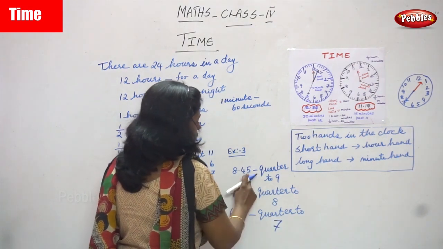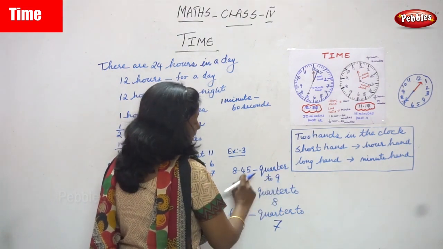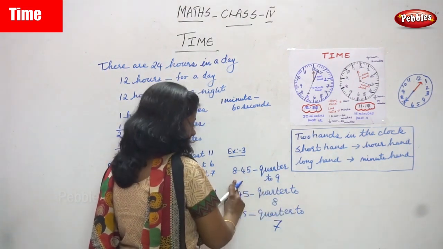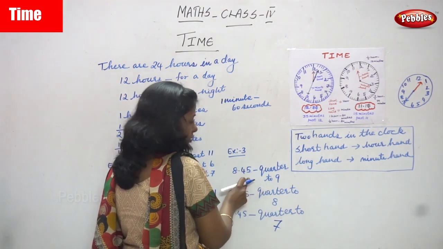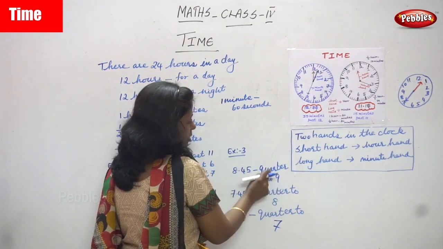You have to write 8:45, 7:45, 6:45 means you have to write quarter to the next hour. That is 8:45. Only 15 minutes more. If you add 15 minutes, it becomes what? 9. That is 9 o'clock will come. So you have to write always quarter to 9.